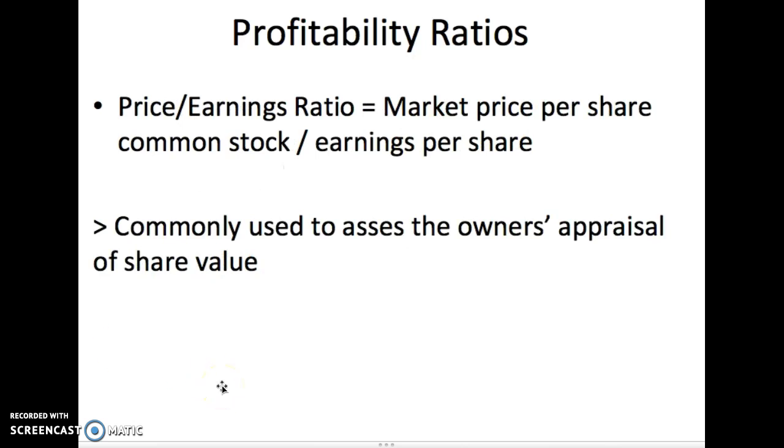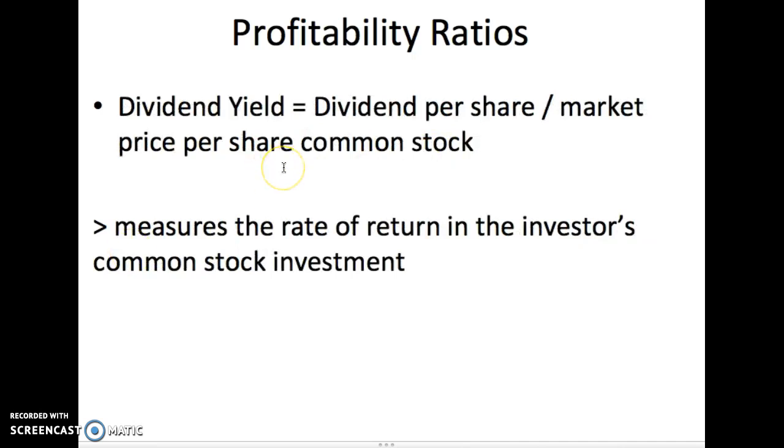Next would be price to earnings ratio. This would be the market price per share of the common stock divided by the earnings per share. What we are looking at would be the market price vis-a-vis the earnings per share of the common stockholder. Next would be the dividend yield. And what we want to see is the rate of return in the investor's common stock investment. So given the cash dividend per share divided by the market price per share of the common stock, you'll be able to get the dividend yield.